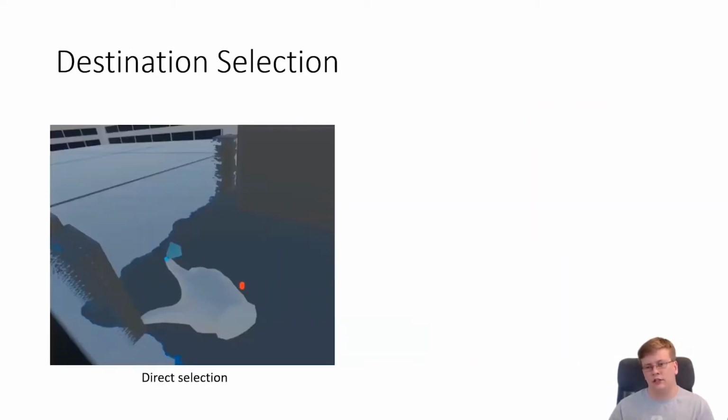To select the destination, we implemented two different methods. The first one is direct selection, which allows the user to point at a destination in the miniature model, press a button to select this destination, and then use the thumbstick to rotate and choose a rotation at this destination. The user can then press a button to confirm, or he can choose another destination.